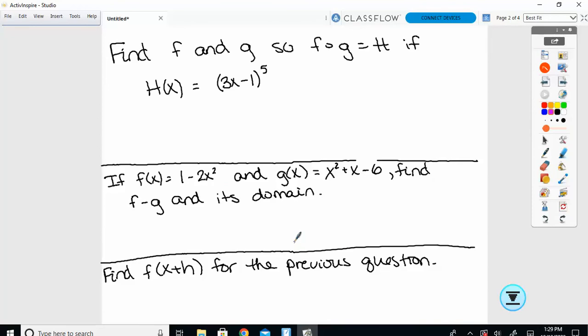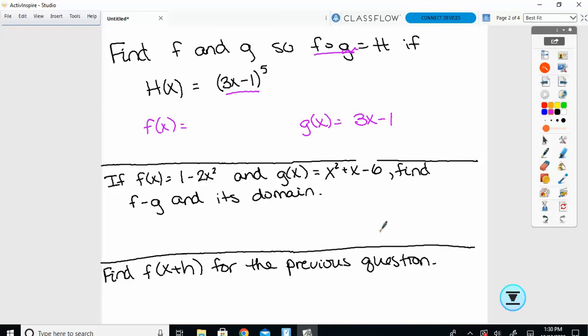So let's look at some more of the older stuff. In talking about compositions, sometimes I had you work backwards. I want to know what f of x and g of x had to be originally, if, when I composed them, when I did f composed with g, I got this. So f composed with g, which one's the inside function? G. So if I'm looking down here, what's the inside? So g is the 3x minus 1.